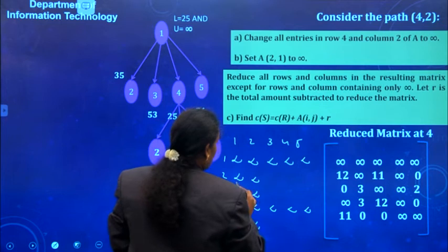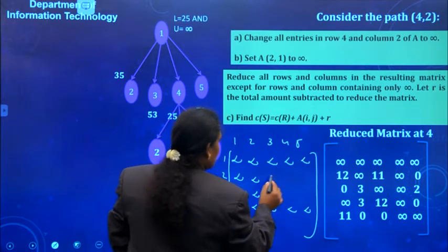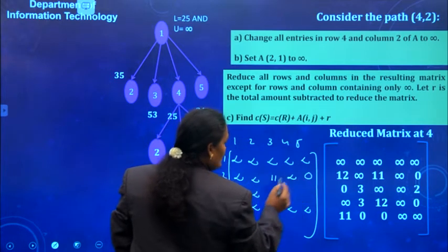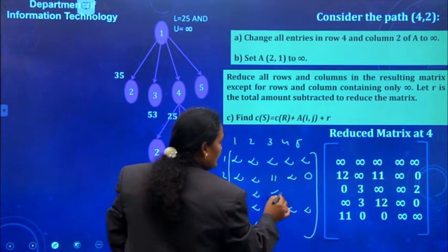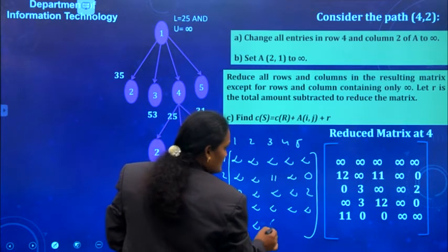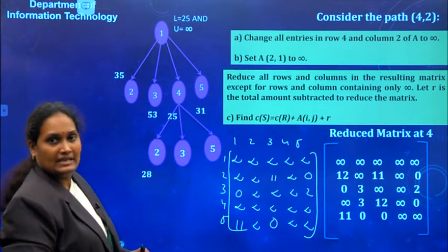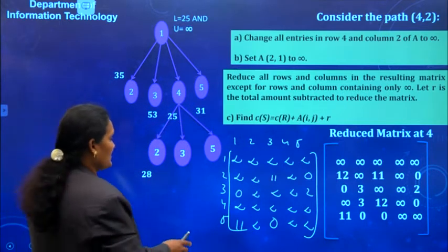All these are infinites, and coming to this one, this becomes 11, infinite, 0, this is 0, infinite, infinite, 2, and this is 11, 0, infinite, infinite. On this, you need to apply reduction, row reduction and column reduction.